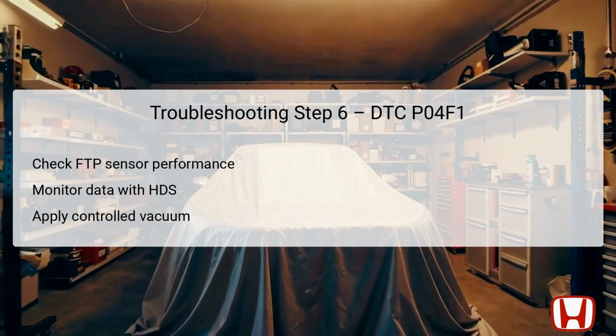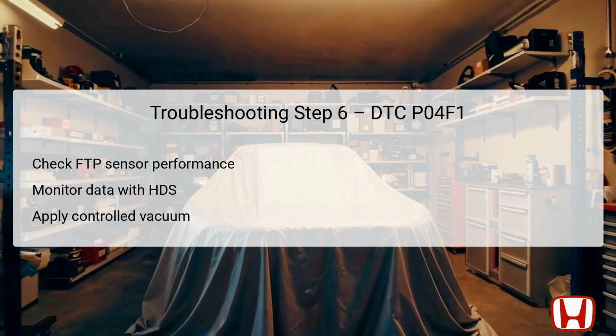In troubleshooting step 6, the performance of the fuel tank pressure FTP sensor is assessed. Start by turning the vehicle to the off mode and removing the FTP sensor, while ensuring the connector stays intact. A T-fitting should be connected to the sensor vacuum hose along with a vacuum gauge.